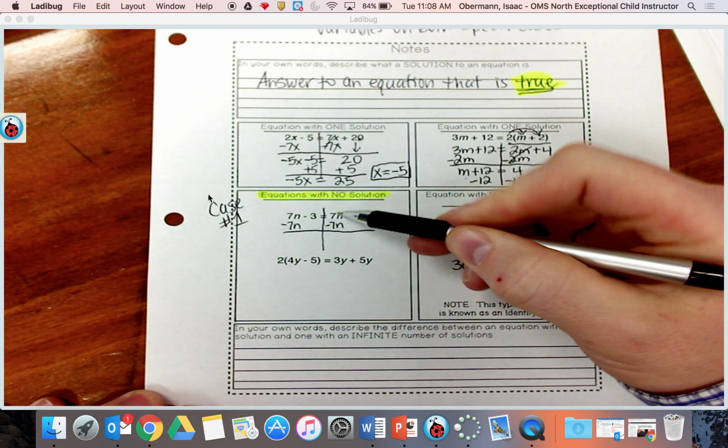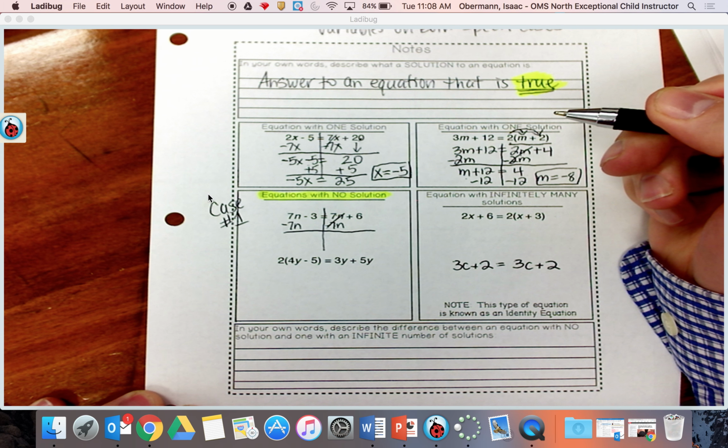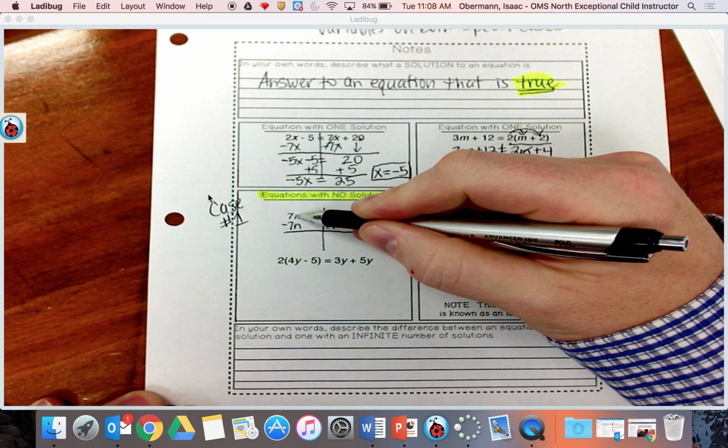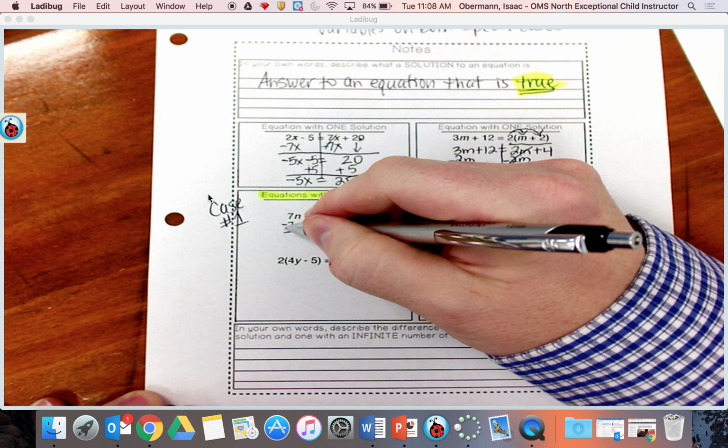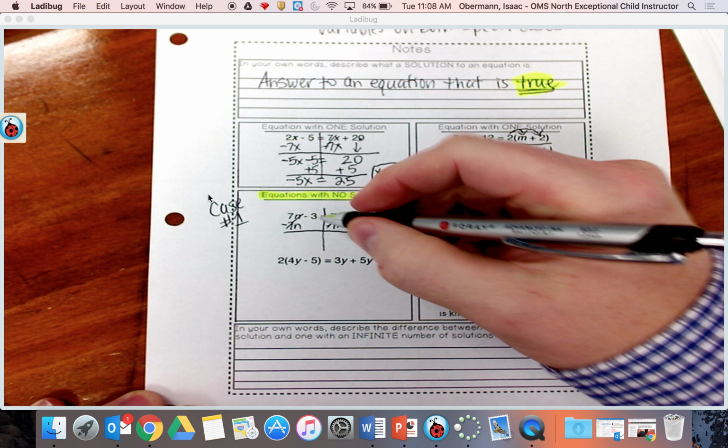And I'm left here with 7 minus 7, which is 0. So I can cancel him out. And then I'm left here with 7 minus 7 again, which is 0. So I can cancel him out. So what am I left here with?